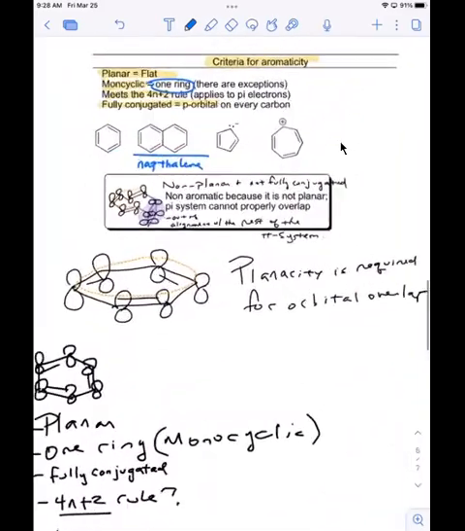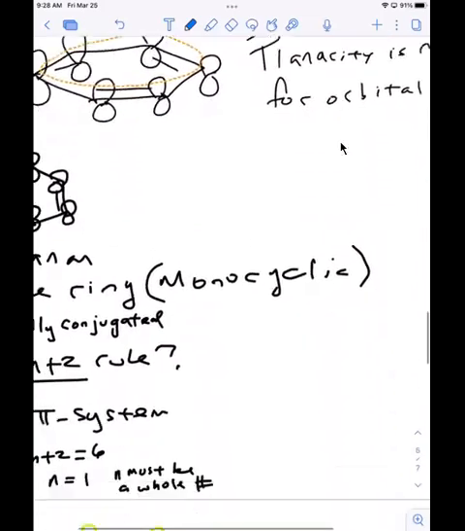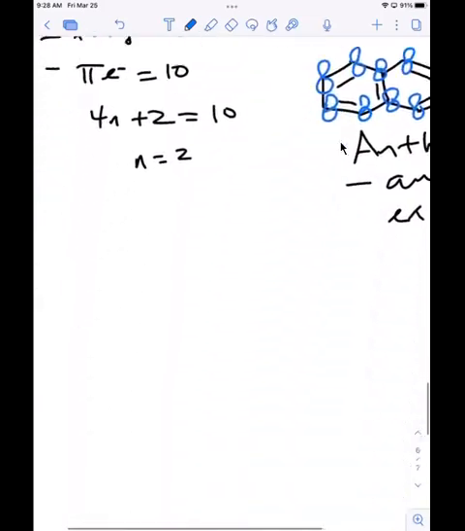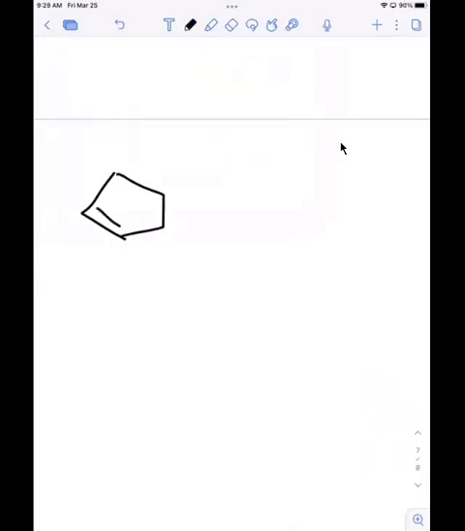Let's look at the next molecule, because the cyclopentadiene anion is a derivative. We have to derive that, right? So let's look at where it came from first. Let me fix that.